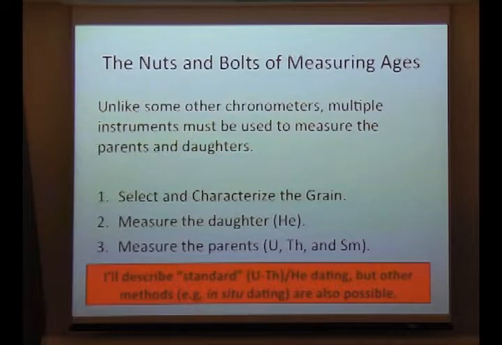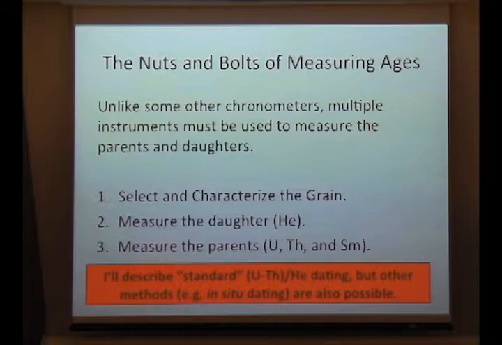Helium dating is analogous in some ways to the potassium-argon dating that was discussed yesterday as well, and what I mean by that is that helium is obviously a gas. Uranium, thorium, and samarium are not. And what that means is that you have to use at least two different machines to measure the quantities of these two things. You can't just put it on one machine and measure everything. So you have to use these two different instruments, which is slightly a pain.